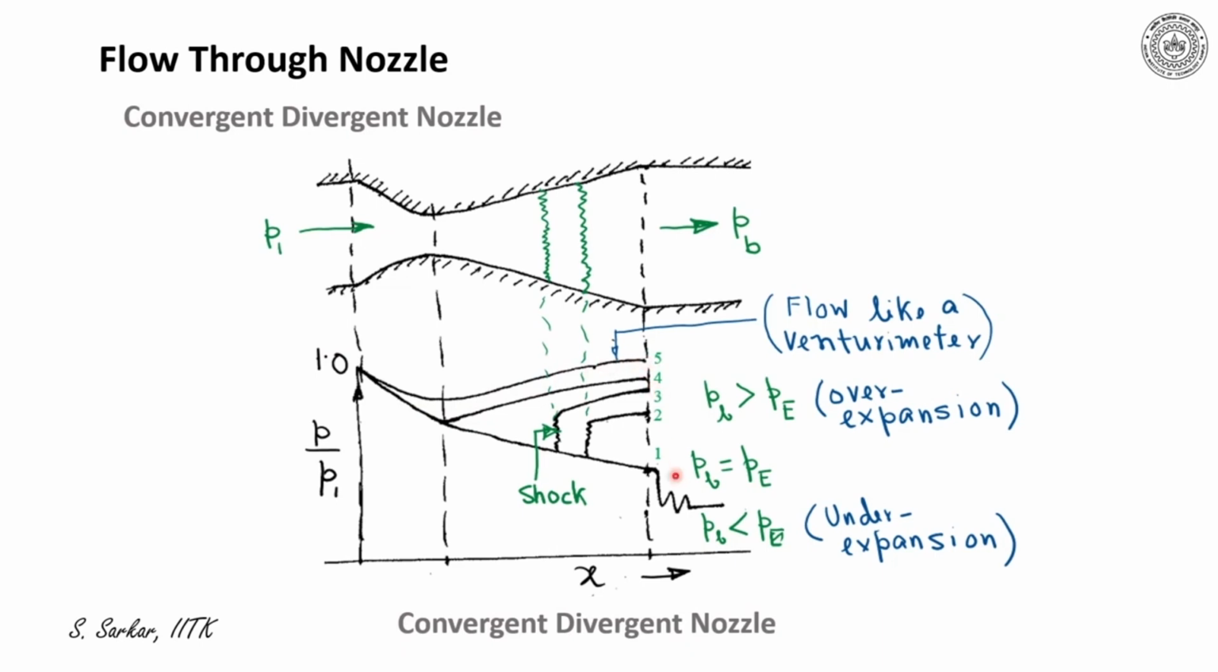So the situation where the back pressure is greater than PE and where the shocks form inside the nozzle is referred to as overexpansion. Now when PB is less than PE, then the drop of pressure occurs outside the nozzle through expansion fans, and this is referred to as underexpansion. So I have illustrated overexpansion and underexpansion in a convergent divergent nozzle for different back pressures.